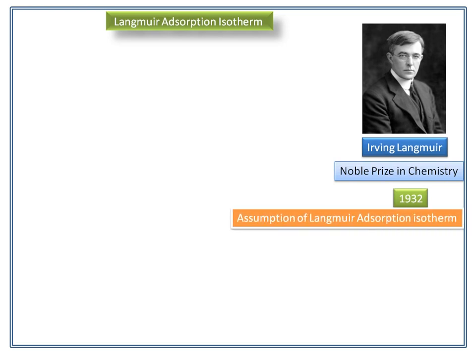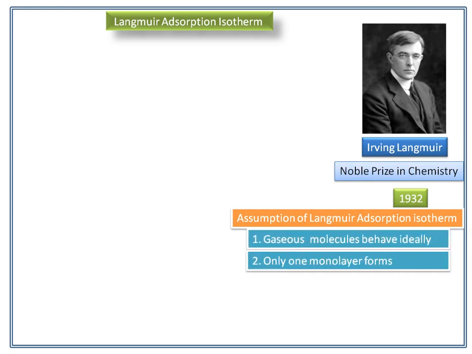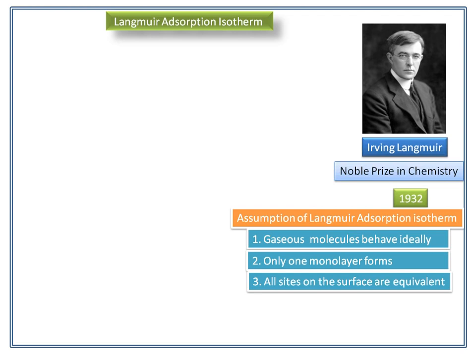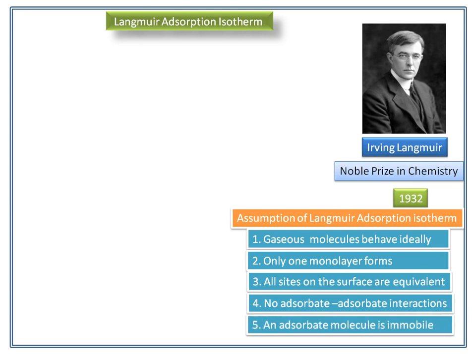Now we see the assumptions of the Langmuir adsorption isotherm. Gaseous molecules behave ideally, only one monolayer forms, all sites on the surface are equivalent, there are no adsorbate-adsorbate interactions, and an adsorbate molecule is immobile. He considered the surface of the solid to be made up of elementary sites, each of which could adsorb one gas molecule. Now you can see how the gas molecules are adsorbed on equivalent sites of the metal surface.